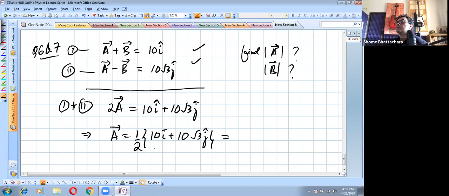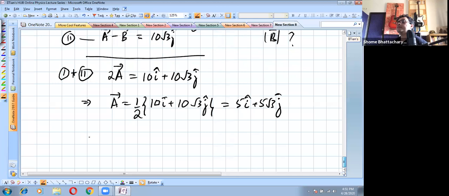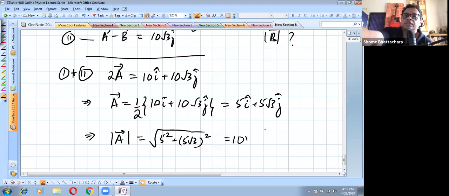Which is nothing but now take the half inside, like a distributive property. So A is 5 i cap plus 5 root 3 j cap. So the magnitude of vector A is just becoming square root of 5 square plus 5 root 3 whole square, which all of you know is 10. Okay, so that's it. It's as simple as that actually, nothing more than this.